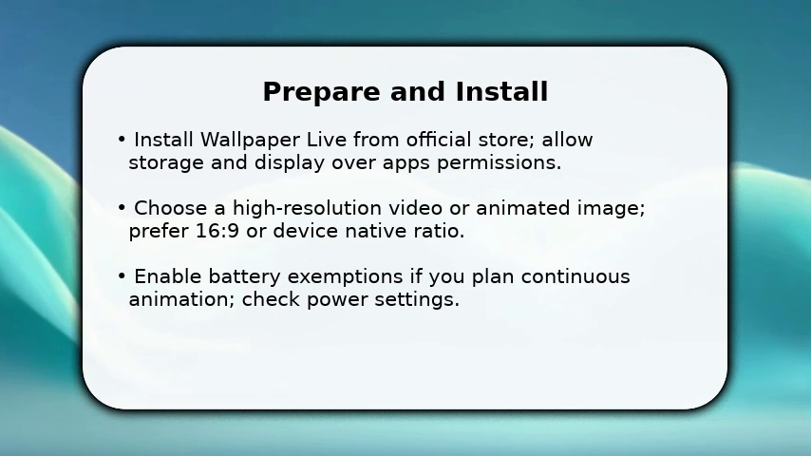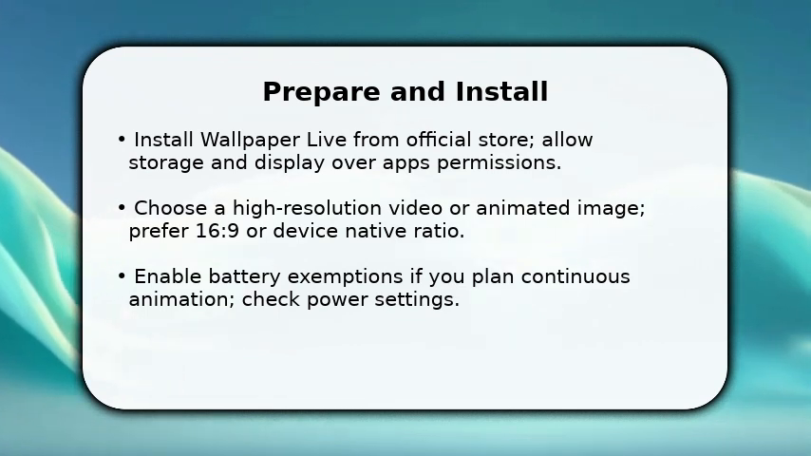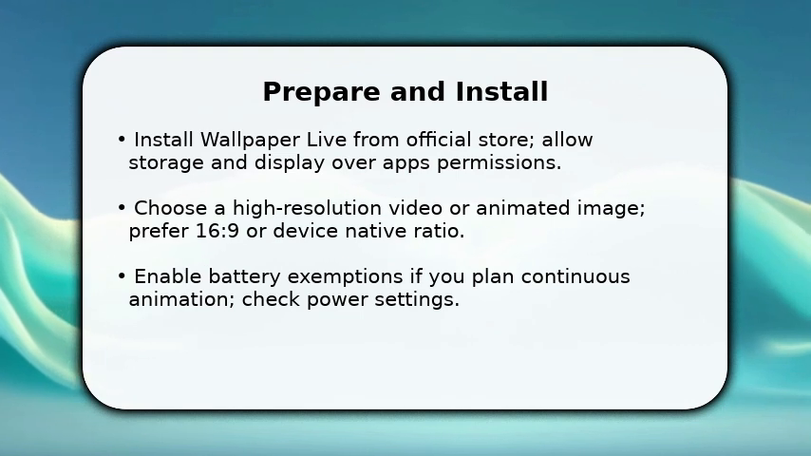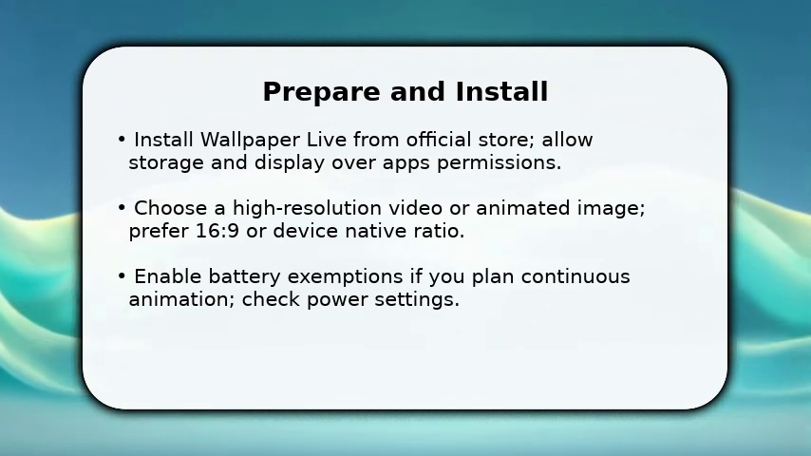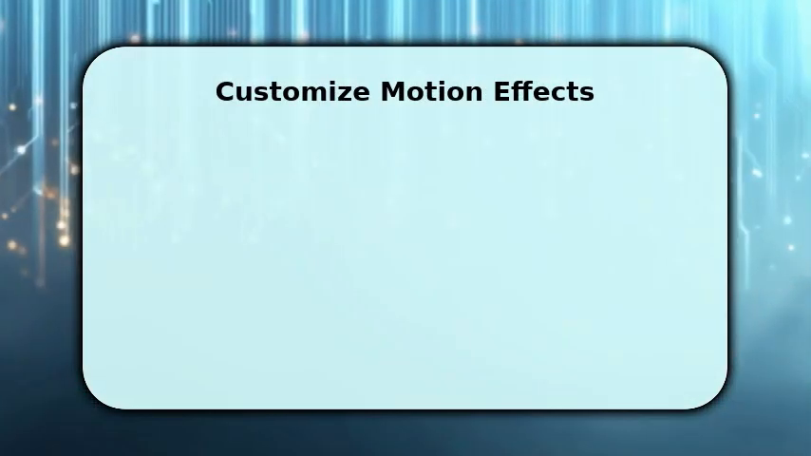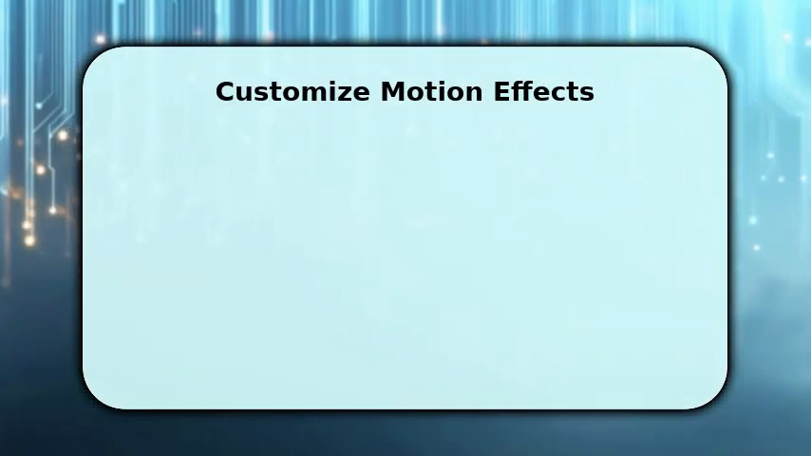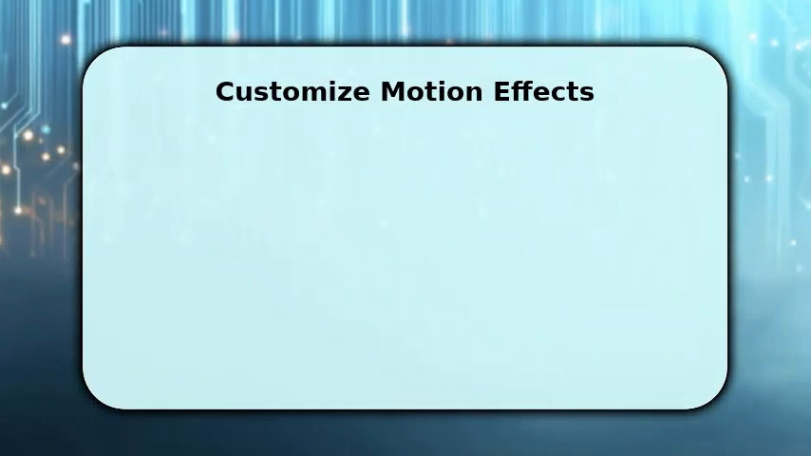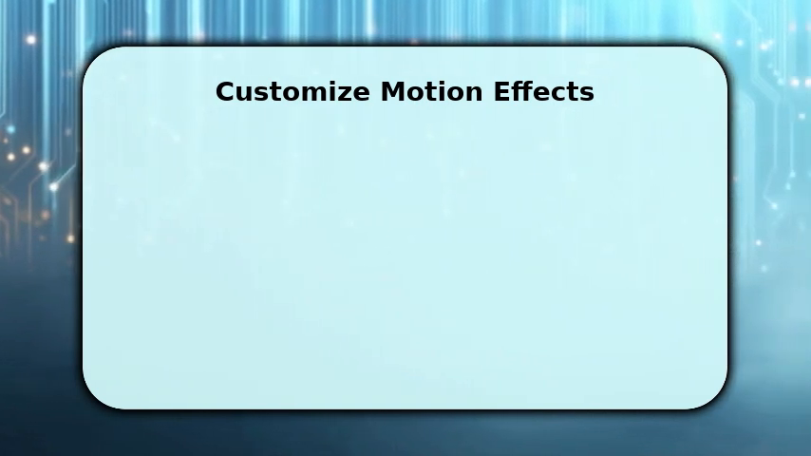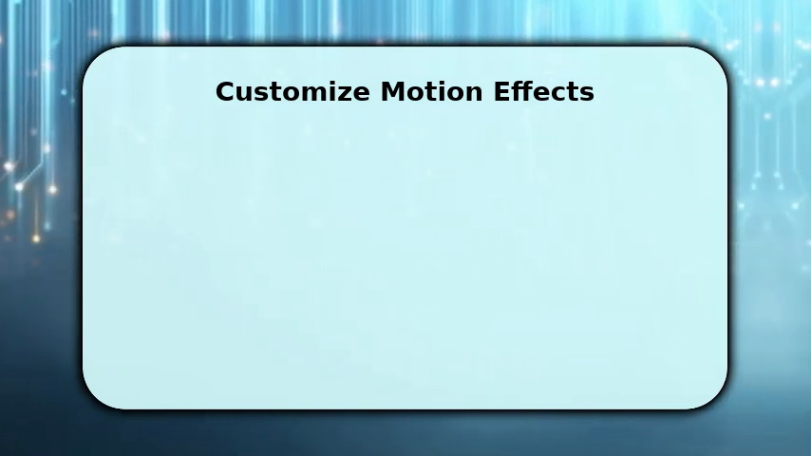Next, open the app and import your chosen file, then move directly to cropping and preview, so you can see how the motion aligns with icons. Now you refine how the wallpaper behaves. Adjust speed, loop points, and brightness so movement feels natural. Try 25%, 50%, and full speed to compare.